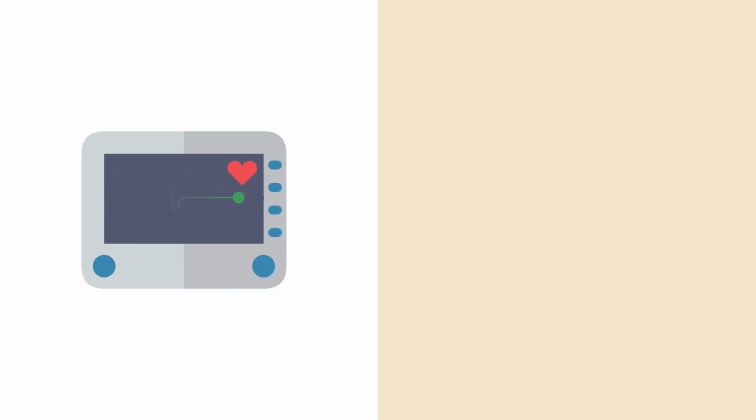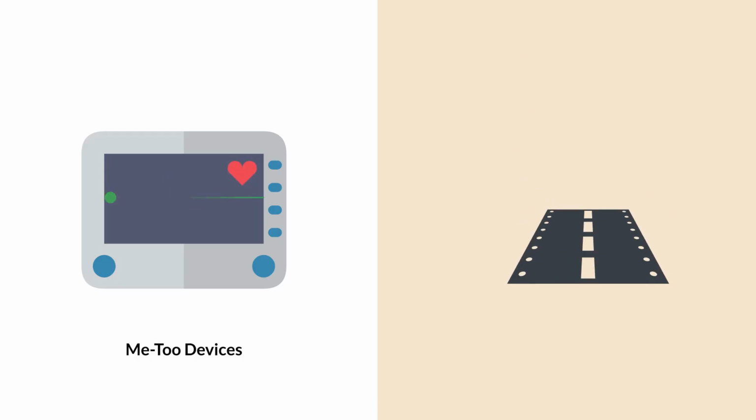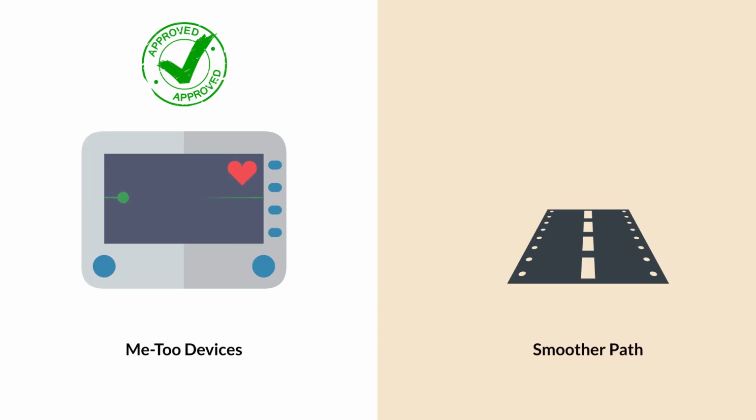In contrast, Me Too devices, those that are similar to something already on the market, often have a smoother path. If you can show your device is equivalent to another that's already covered, you might be able to leverage existing policies. It's a lot more straightforward, but it still requires documentation and strategy.